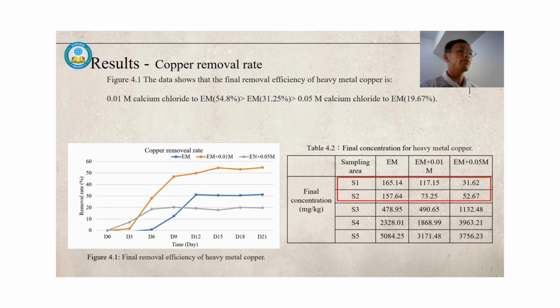From table 4.2, we can know the final concentration for heavy metal copper. The concentration of heavy metal in the top area has decreased significantly. However, there is still a high concentration of heavy metal copper in the lower layer.